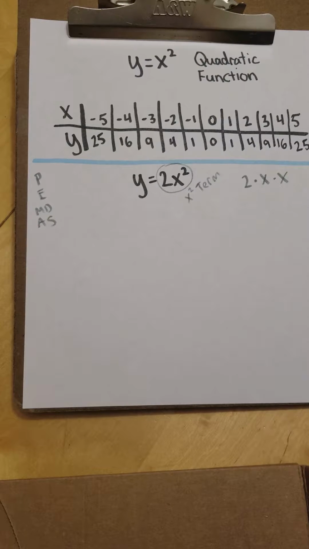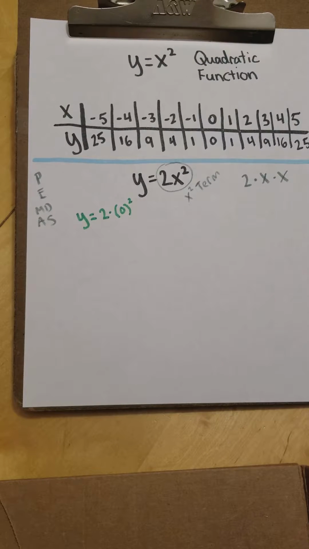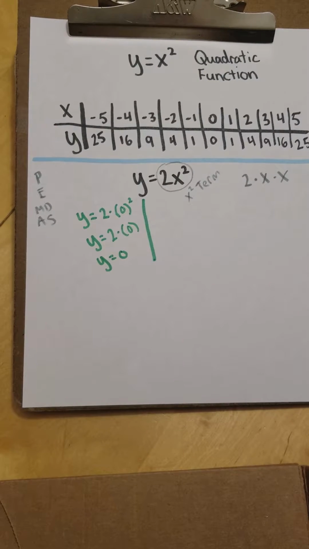Let's plug in some inputs and find some outputs. First, let's plug in 0 for x. So our equation becomes y equals 2 times 0 squared. 0 times itself is just 0, and 2 times 0 is 0. So when x is 0, y is 0. Let's try 1. If we plug in 1 for x, we get y equals 2 times 1 squared. We first square the 1 because exponents are stronger than multiplication, then we multiply by 2. 1 squared is 1, and then 2 times 1 is 2. So when x equals 1, y equals 2.